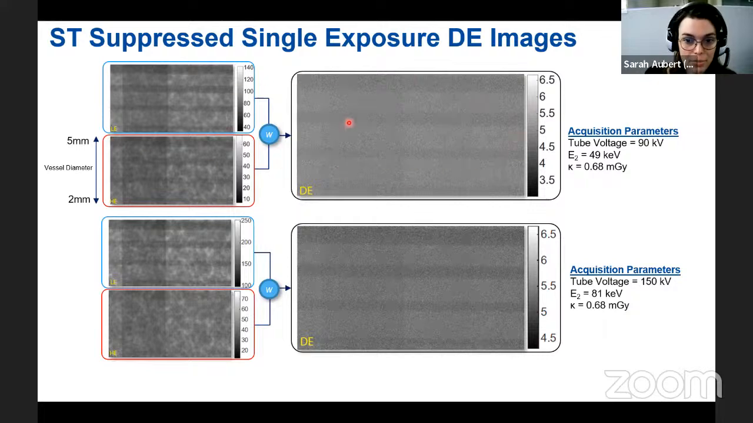The image set on the top shows you non-ideal parameters, so a tube voltage of 90 kV with a threshold separating the low and high of 49. And the bottom set of images are images acquired under the optimized parameters. So again, a tube voltage of 150 and a separation of 81. And we can see that for both our non-optimal and optimal parameters, we are capable of suppressing those soft tissue variations that we see in our low and high energy images and our dual energy images.